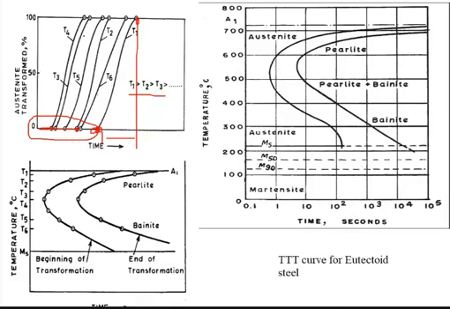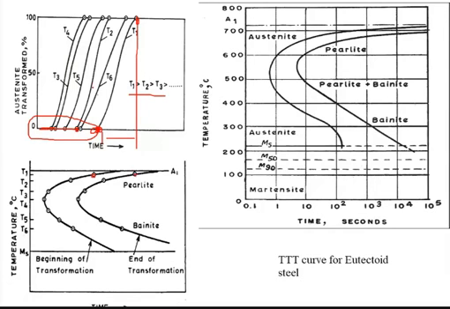Now by using this series of isothermal curves, we can plot one graph here. The horizontal axis becomes time and the vertical axis becomes temperature. So for this temperature, T1, you can find the time at which transformation starts. This is the time at which transformation starts, and this is the time at which transformation ends.